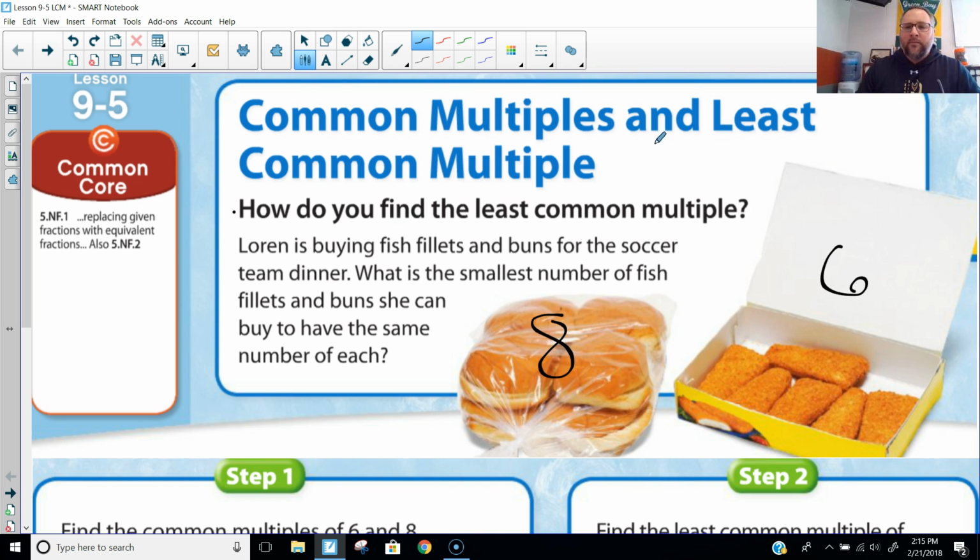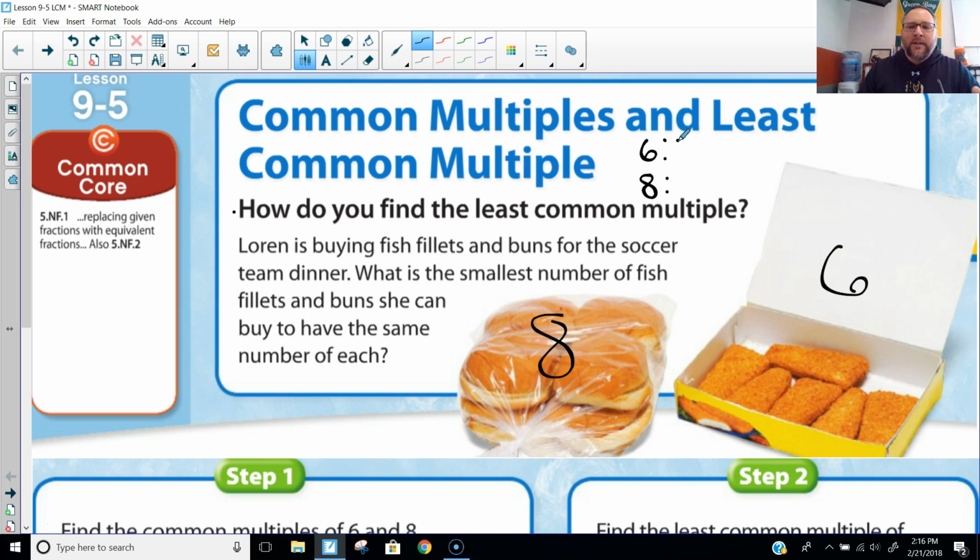What I do here is when I find the least common multiple, I write the numbers I'm looking for. So I have 6 and 8. These are the 2 numbers I am trying to find a similarity with for a multiple. So I'm going to list all the multiples of 6 and all the multiples of 8. And a multiple is basically a number that I can multiply 6 by. When I multiply 6 by a number, what's the product?